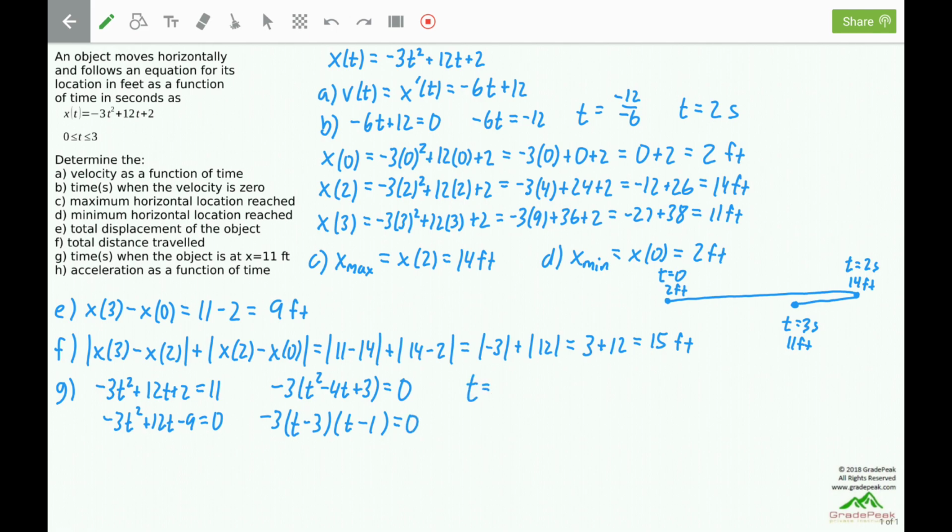So it looks like we have a time of 1 and a time of 3 seconds for each. It will be located at that position of 11. Now the time equals 3 seconds turns out to be the final time, and if we go back here we can see that's the case here. And on our picture the time equals 1 second must have been right here. And that's the other time where it was at 11 feet.